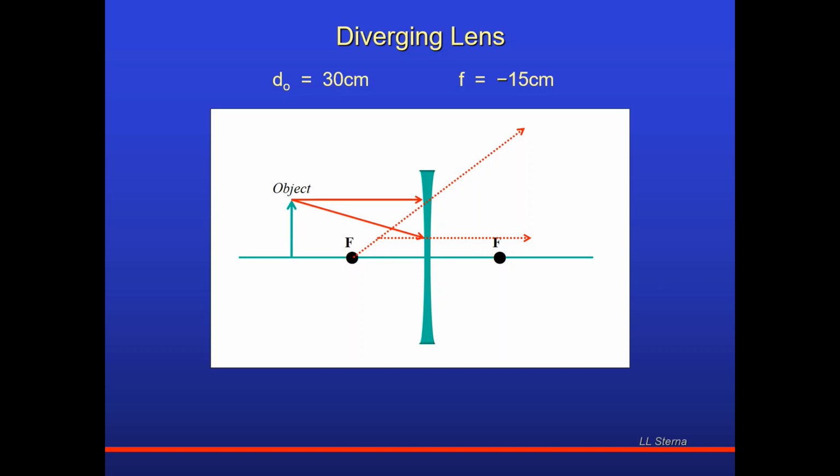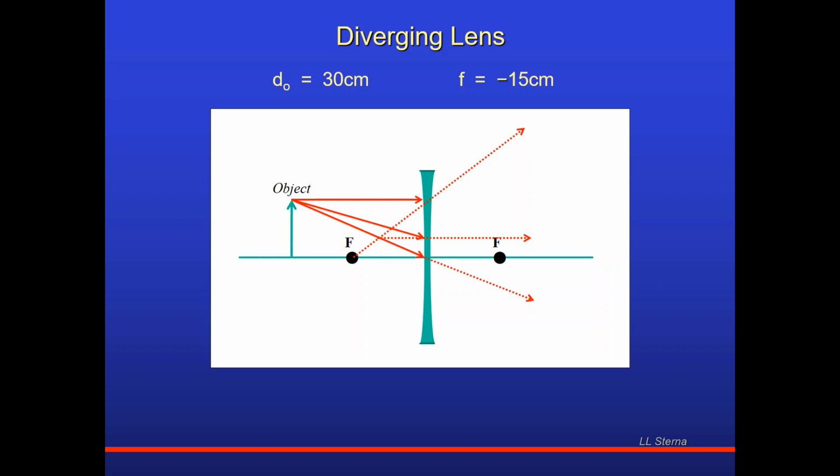Now, let's do the third ray. Simple one. This one strikes the center, goes straight through. All three rays are diverging. They're not diverging from a point. They appear to diverge from a point because the point to the left of the lens where they appear to come from, those three rays are not all present at that point. They only appear to diverge from that point. Therefore, it's a virtual image before the lens.